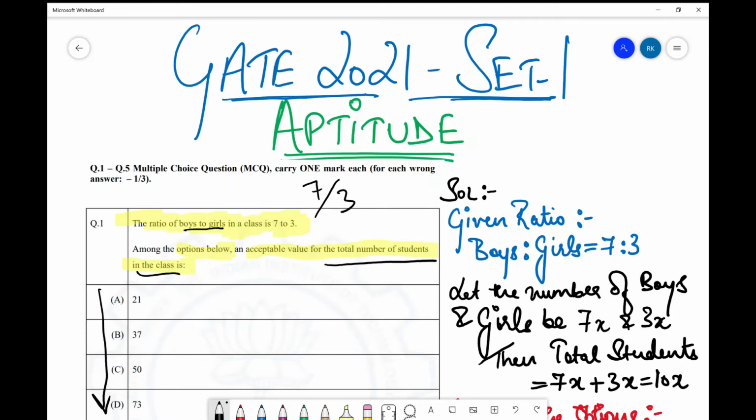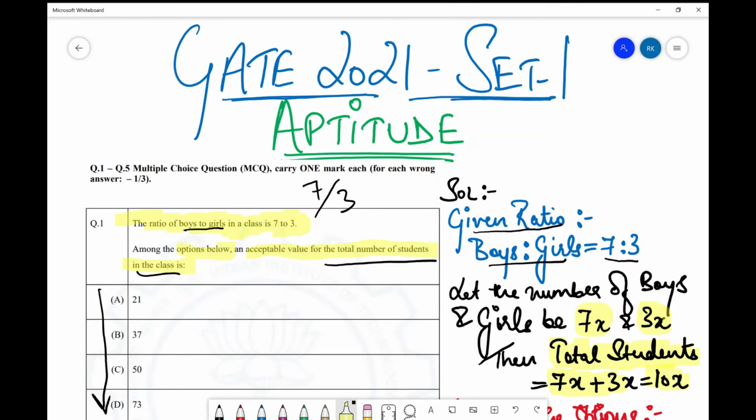So first of all we'll follow our standard method of jotting down the things which are given in the question. So I've written that the given ratio of boys to girls is 7:3. Fine. Then let the number of boys and girls be 7x and 3x. Since the ratio is 7:3, the total number of boys and girls can be written as 7x and 3x. Then the total number of students will be 7x plus 3x, which is equal to 10x.